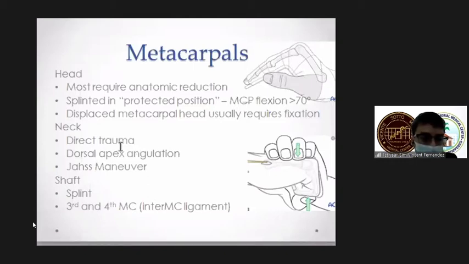For the neck, neck fractures are usually caused by direct trauma, and the metacarpal is usually deformed into dorsal apex angulation. This is your Jahss maneuver, by the way. It is done by applying an axial force through a flexed MCP and PIP joint. You apply an axial force on your first phalanx and then a counter traction on the metacarpal to facilitate reduction of this fracture. For the shaft, we apply splinting, although your third and fourth metacarpals are relatively stable due to the intermetacarpal ligament.